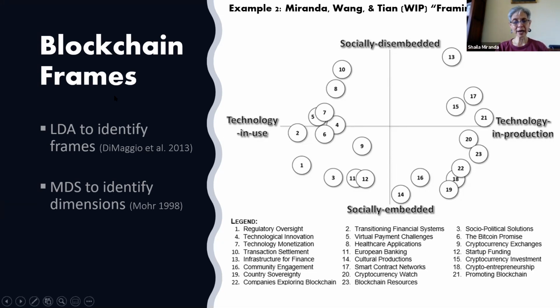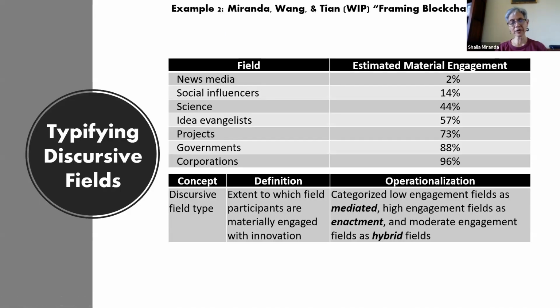And our next step, or semi-concurrently, what we were doing was to say, okay, we had these different discursive fields, but to what extent are the authors in these different fields really doing stuff with the technology rather than just talking about it? So to do that, we looked at author bios, at their LinkedIn pages or websites. And from that, we came up with these estimates of the level of material engagement of actors in these different discursive fields.